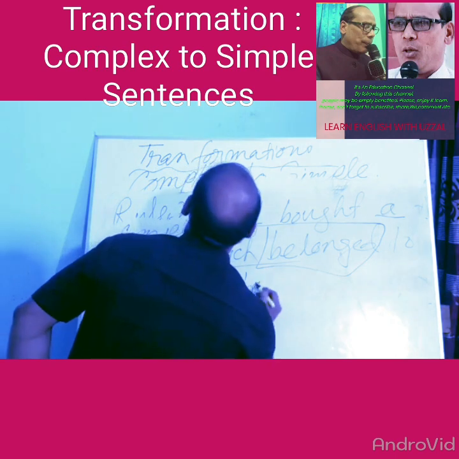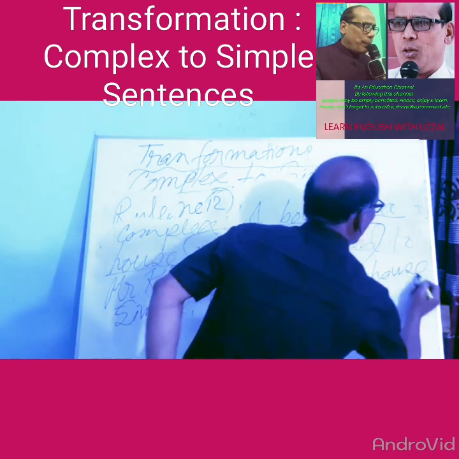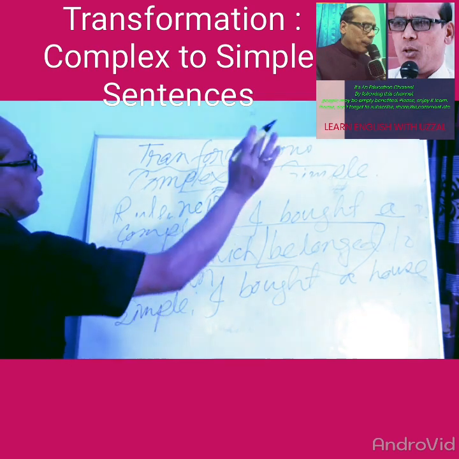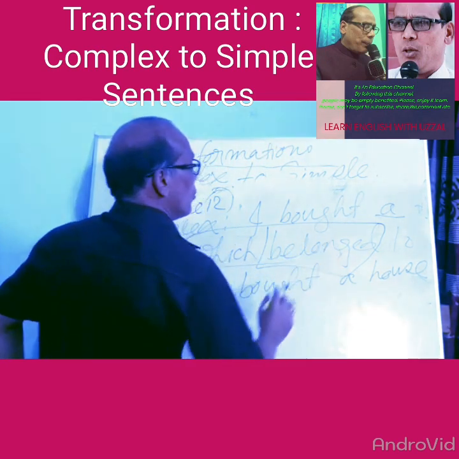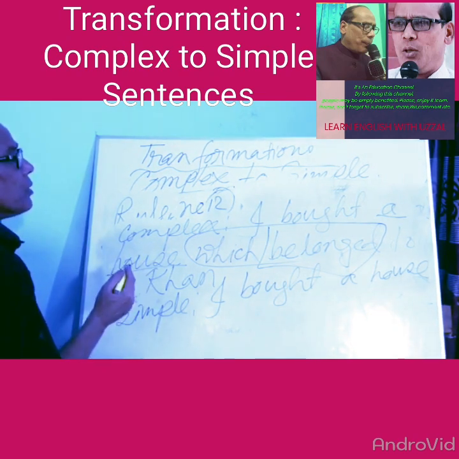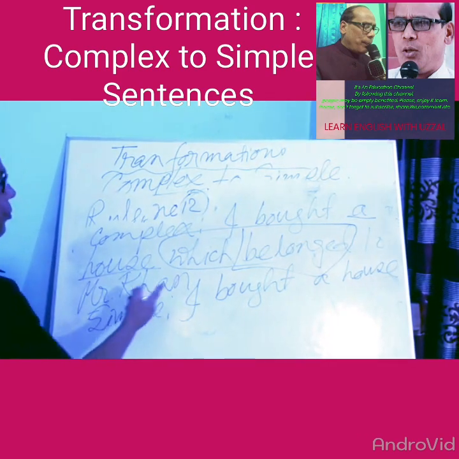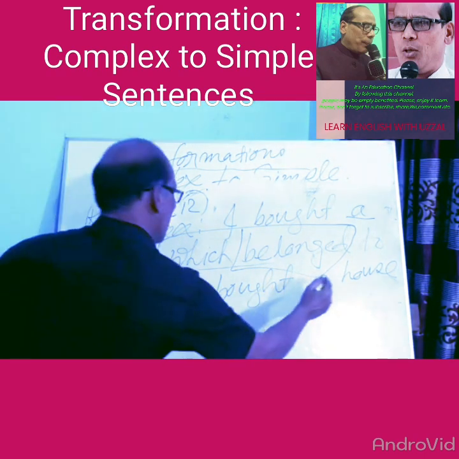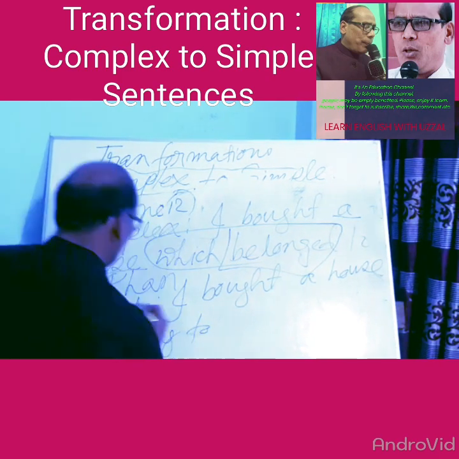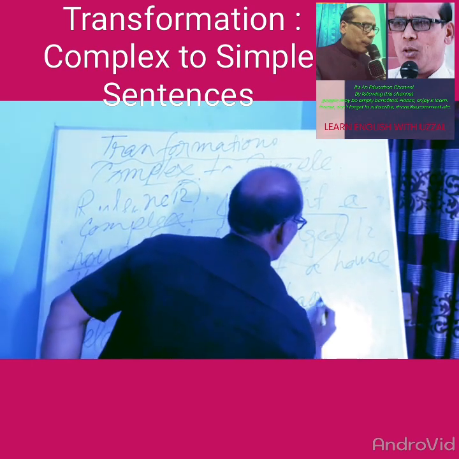I bought a house which is a relative pronoun, that means conjunction, here it will be omitted, and belonged, though a past form of the verb, will turn into the present form to take ing. Belonging to Mr. Khan. I bought a house belonging to Mr. Khan.